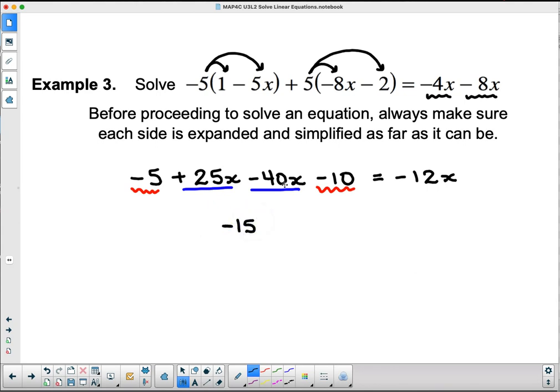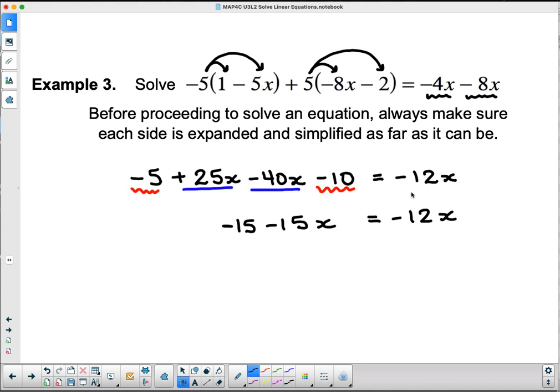And the 25 and the -40, these are opposite signs. So remember, when the signs are opposite, there's some canceling goes on. So these 25 positives are going to cancel out 25 of those negatives, and I'm going to be left with 15 negatives. So I've got -15x. Now on the other side, I still have just the -12x. There's nothing I can do at this time because all I'm doing in this step is simplifying on this side.